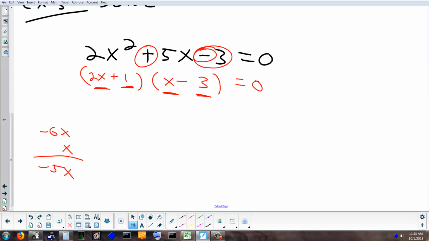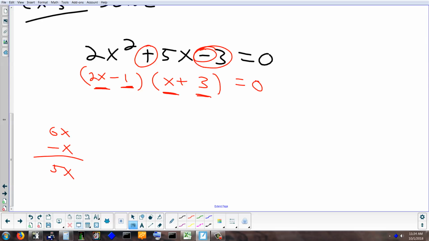Is that what I wanted? No, what did I want in the middle? Positive 5x. So we got the right number. You got the wrong sign. Switch the signs. Now 2x times 3 is 6x. Negative 1 times x is negative x. 6 take away 1, there's my 5. Perfect. So now we factored it.